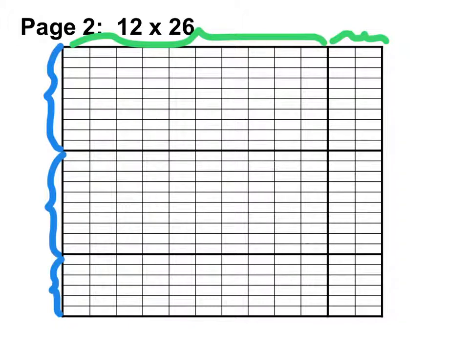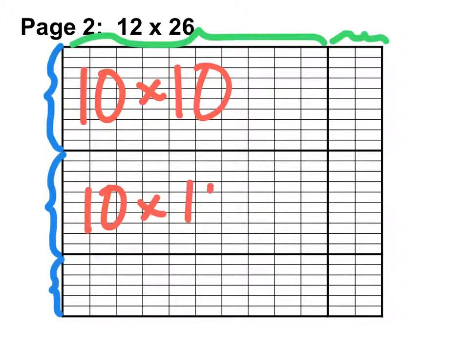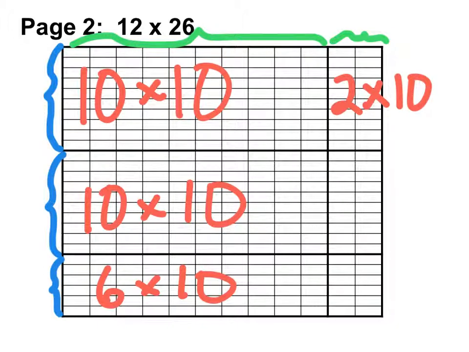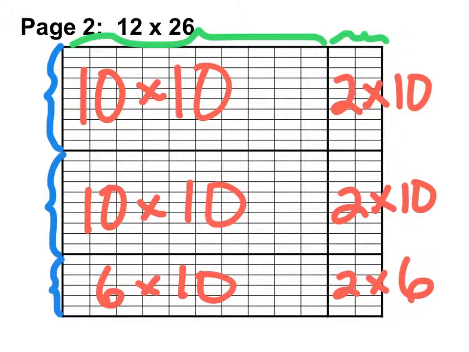So now I've broken this up into hopefully something that's going to be a lot easier for us to figure out. So this top box here is actually a 10 by 10 box. This is a 10 by 10 box. This is a 6 by 10 box. Coming over here, this is a 2 by 10 box. This is another 2 by 10 box. And then this is a 2 by 6 box. Now, just glancing at that, those are very easy, quick multiplications that we can do.